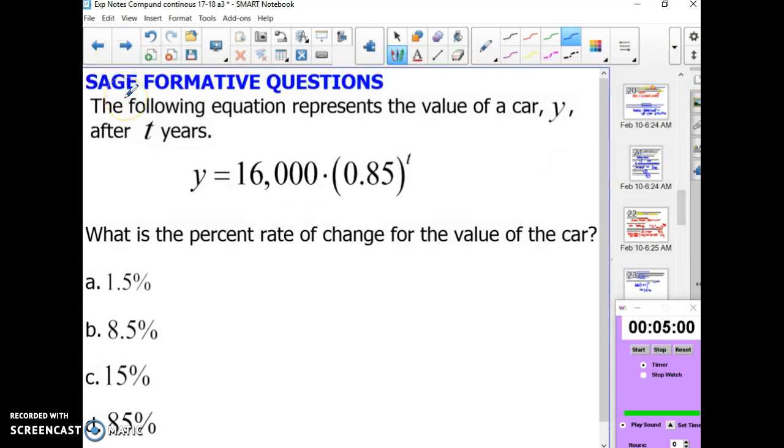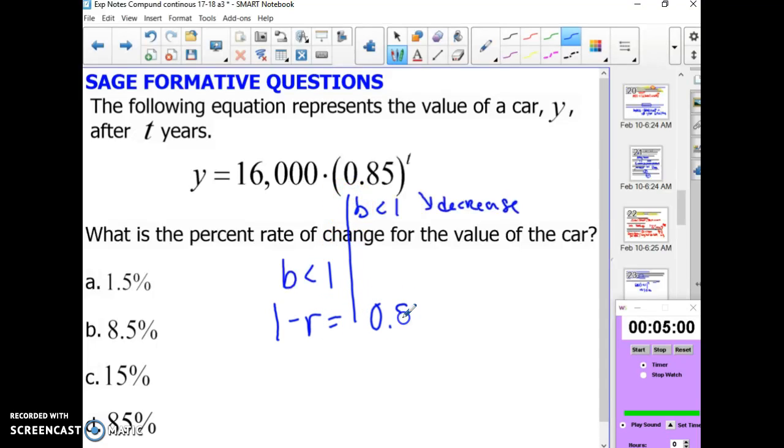This one, the following equation represents the value of a car after 2 years. So if you notice, our B value is less than 1. So we are what? Decreasing, because cars depreciate. What is the percent rate of change for the value of the car? So here's the thing. B is less than 1. But I know 1 minus R should equal my B value, which is 0.85. So 1 minus R will get me to that. So I go 1 minus R is equal to 0.85.